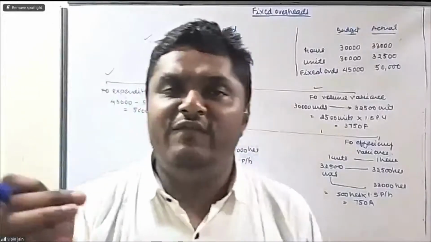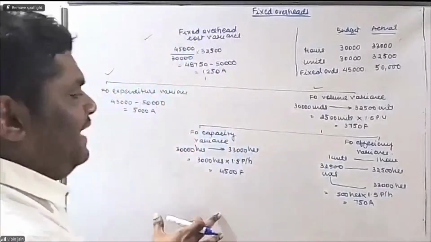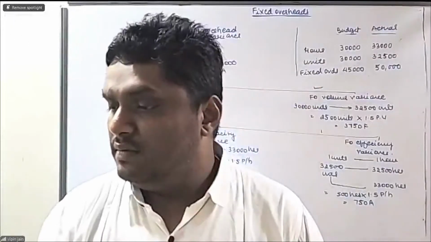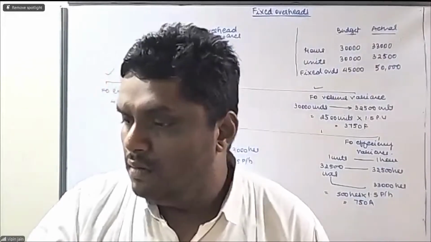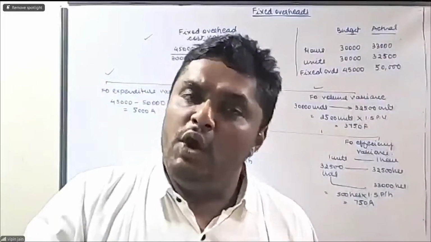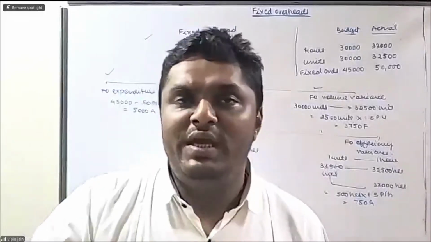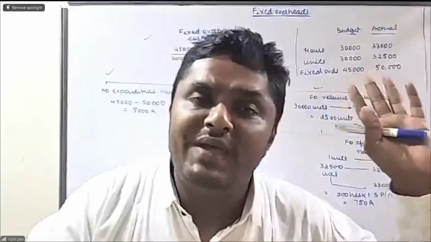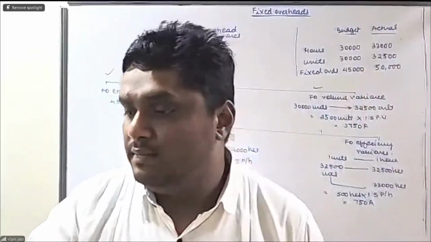So first thing, if the days are not given, we will not calculate calendar variance. Second thing, straight away we can calculate capacity variance, because capacity variance talks about hours. So herein 30,000 hours was our capacity and 33,000 hours we actually worked. So we worked above our capacity.